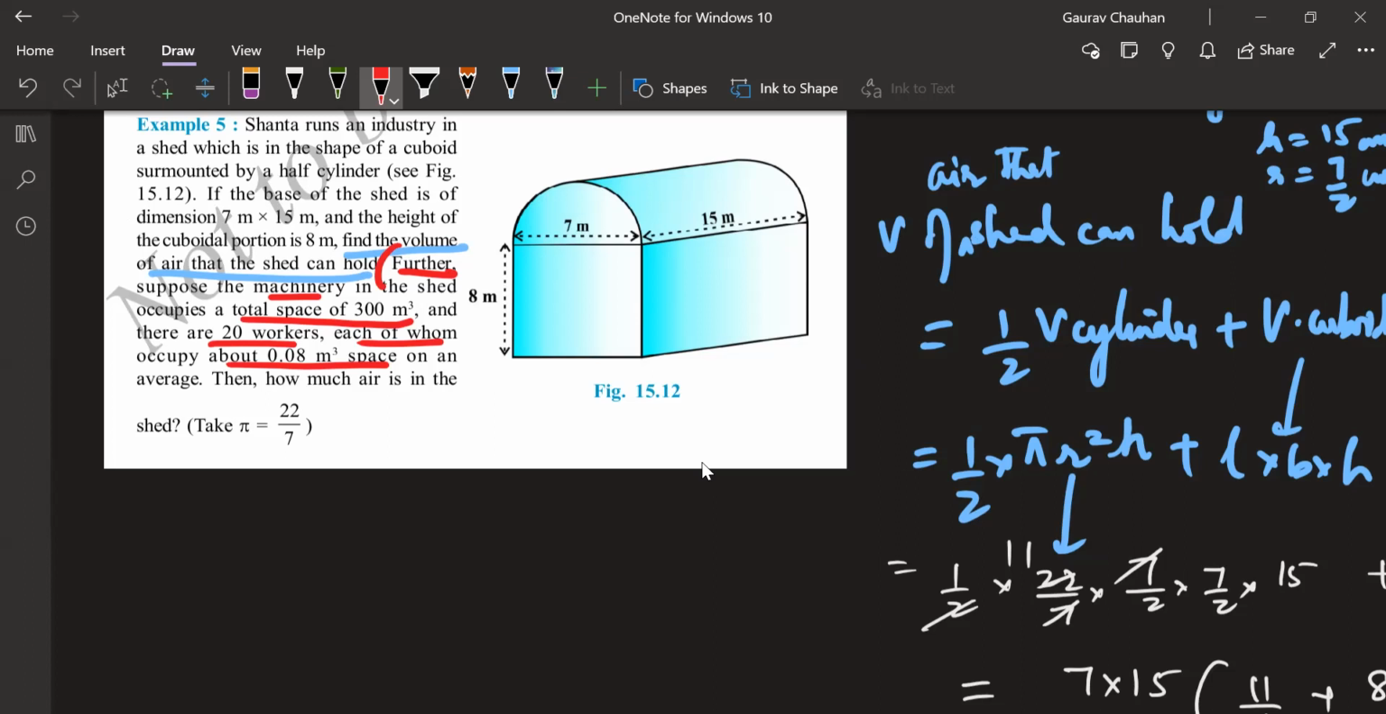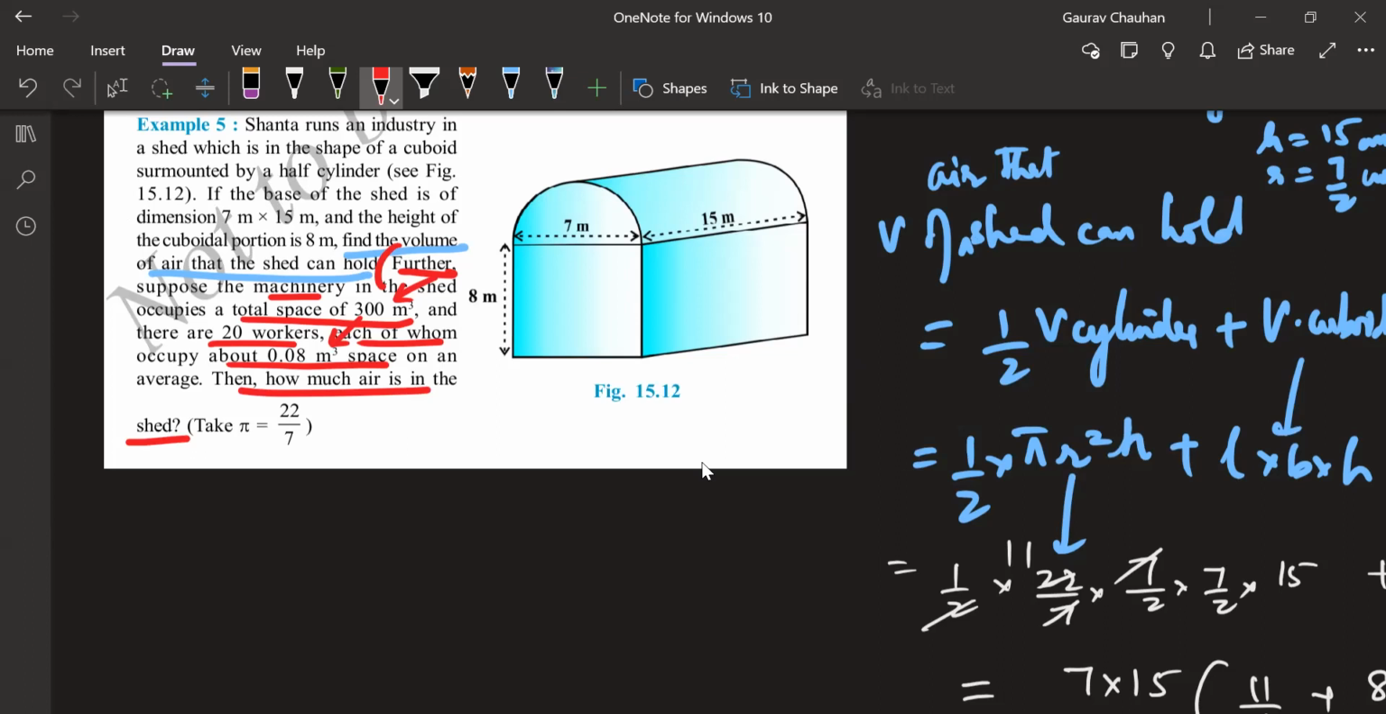Yes, Tulsi? 0.08 into 20. Yeah, not meter square, meter cube. That's the total volume that the workers will occupy. So machinery is occupying this much, this many workers are there, they are occupying this much. Then how much air is in the shed?